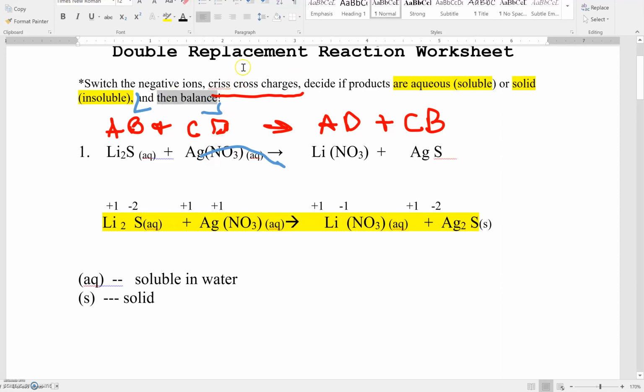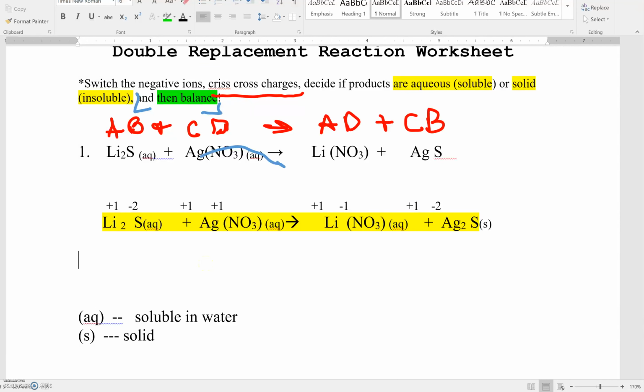And lastly, I need to balance the reaction. So as you guys remember balancing, you first list all of the elements in the whole equation on the left side.